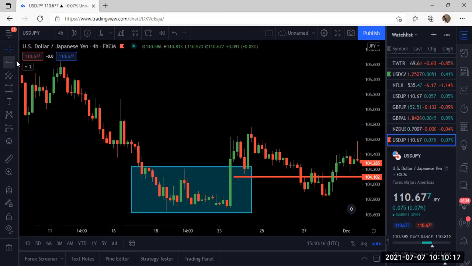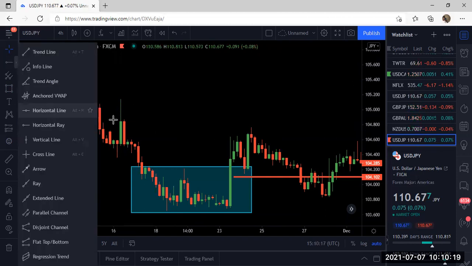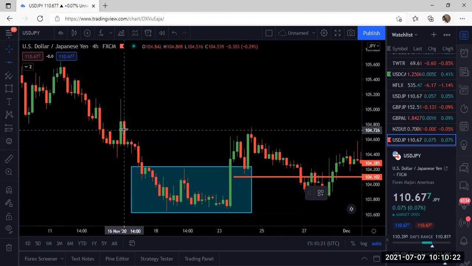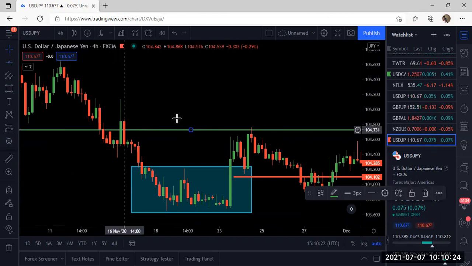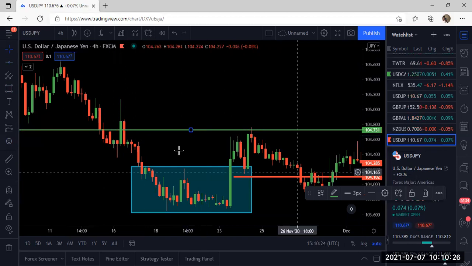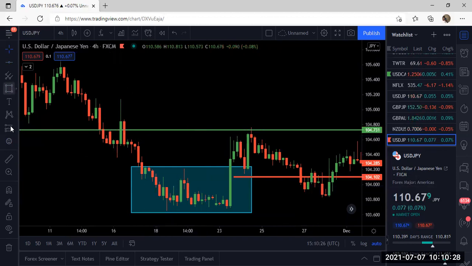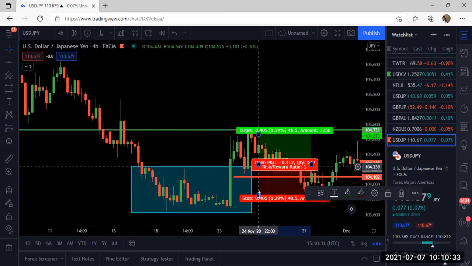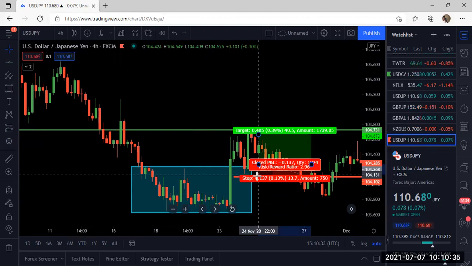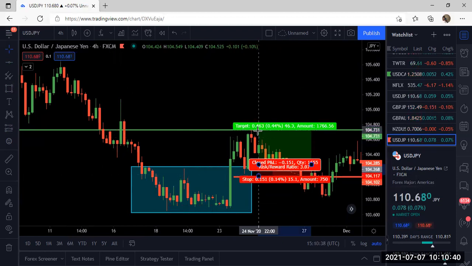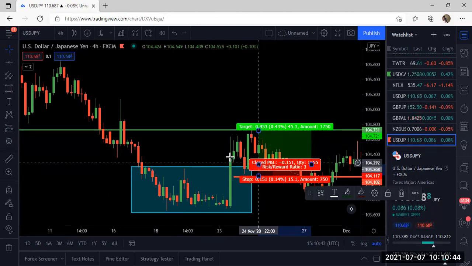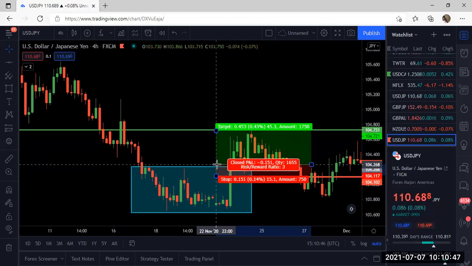So what I do is I give me a horizontal line, place that line, take profit. And I'll tell you how much you would have made off of this move, bro. Entry, 15 pip stop loss. You're risking 15 pips to make 45 pips, basically.